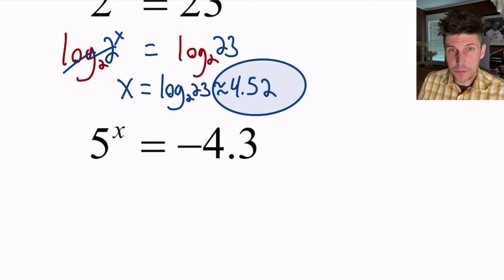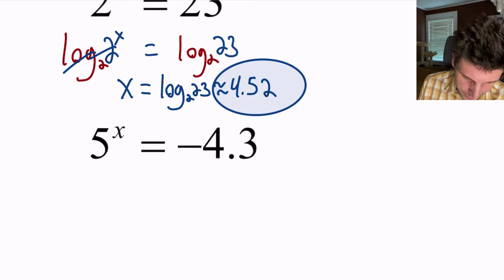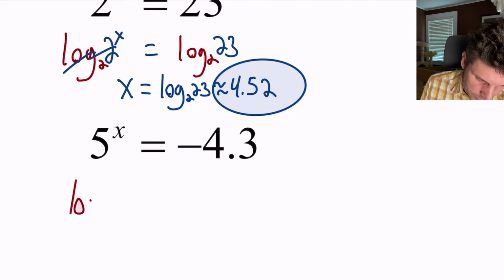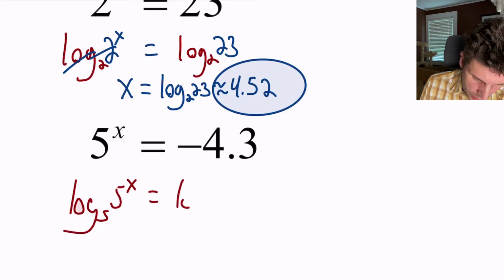So if you followed my process, you would have probably run into a calculator error, right? Because you do log base 5 of both sides, and if I do log base 5 of both sides, I have log base 5 of 5 to the x equals log base 5 of negative 4.3.